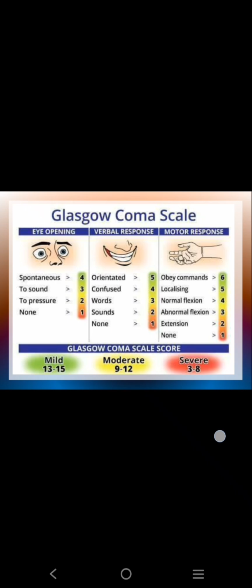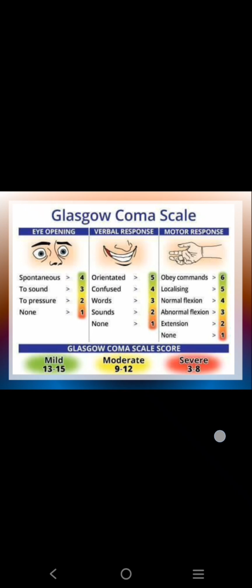Oriented means that the patient is well knowing where he is now, what is his condition now, what is his name and surroundings, what is the date and time. If you're asking that of the patient and he is able to tell that, then we can say that the patient is in an oriented state. Then it is the confused state.